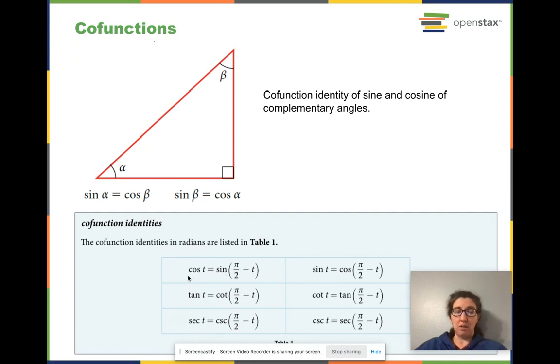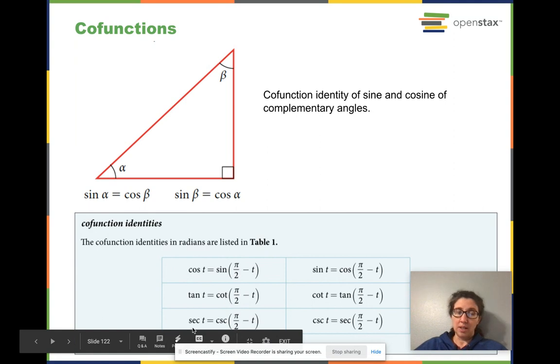Sine and cosine, tangent and cotangent, secant and cosecant. It's in the names of the functions, right? Sine, cosine, tangent, cotangent, secant, cosecant. That's how they are related to each other. Secant is equal to cosecant of pi halves minus t. Cosecant is equal to secant pi halves minus t. It goes both directions.